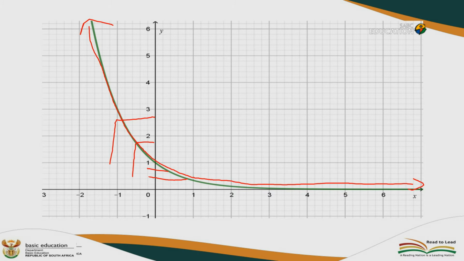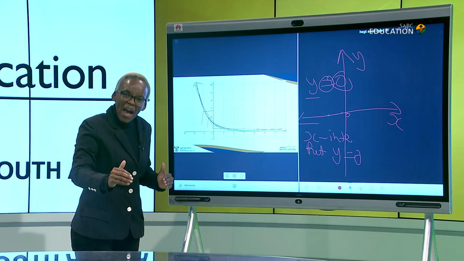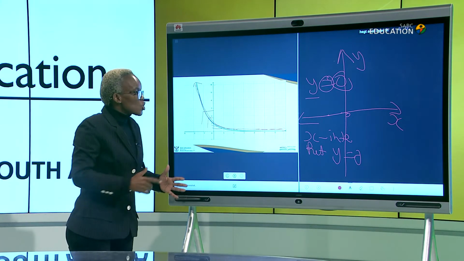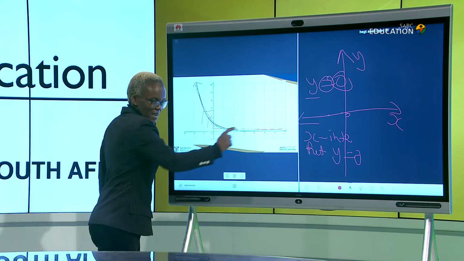So what is the y-intercept? It cuts the y-axis at 1. X-intercept: no x-intercept. Asymptote: remember, the graph will approach that line, but it will never touch it. The asymptote is the line that the graph approaches, and the graph is not defined at the asymptote. That is why it's the asymptote. So the graph will just approach that line, the x-axis.